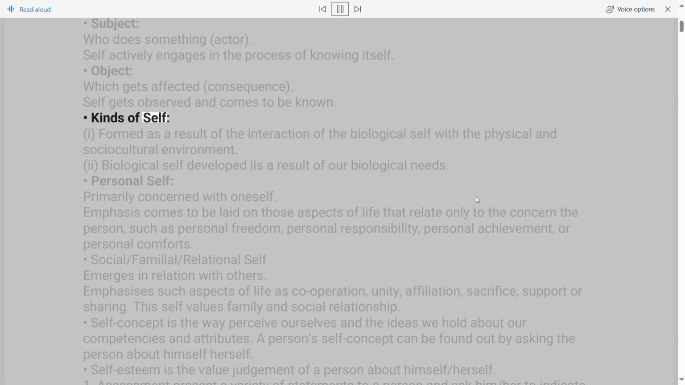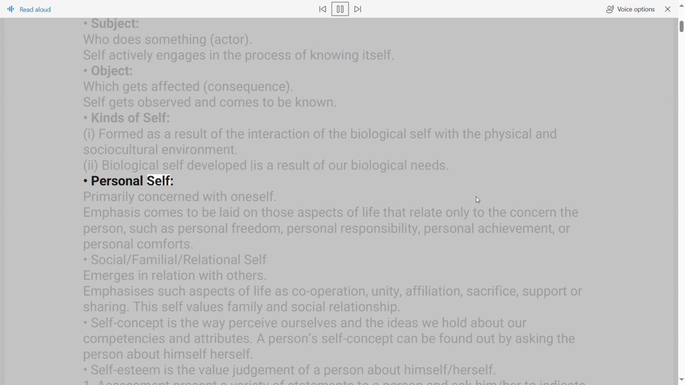Kinds of self. 1. Social self, formed as a result of the interaction of the biological self with the physical and sociocultural environment. 2. Biological self, developed as a result of our biological needs.